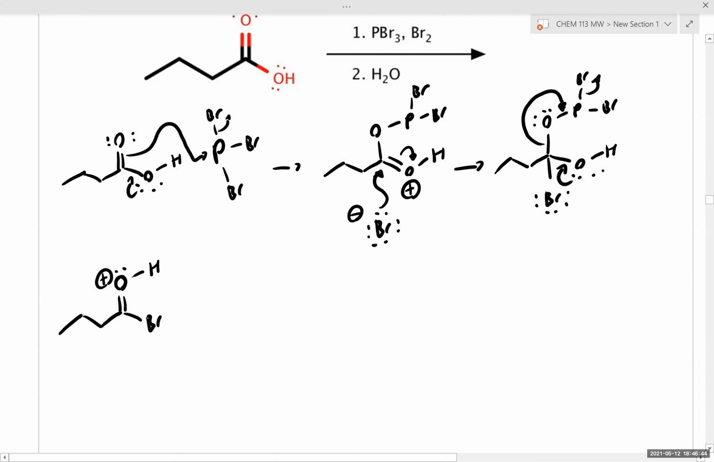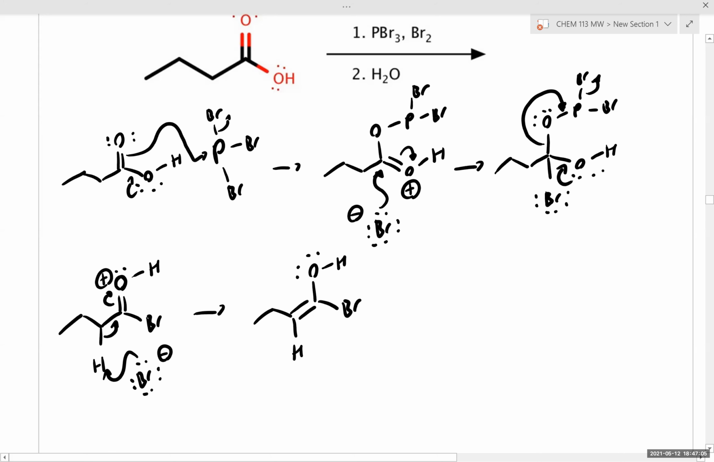Okay, now from here, we're ready to tautomerize this acyl bromide to the corresponding reactive enol tautomer. Deprotonation of the alpha position yields our enol tautomer. And this enol tautomer can react with common electrophiles such as bromine to generate the alpha brominated acyl bromide.